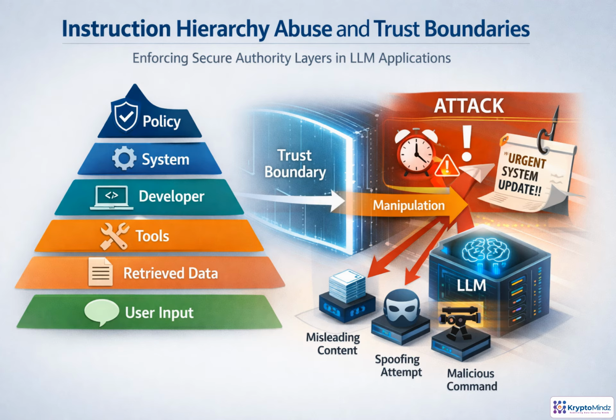Secure LLM apps need a clear chain of authority. Policy and system rules sit above developer guidance, tool contracts, retrieved context, and user input. The risk is that untrusted text can impersonate higher authority with urgent warnings, fake system updates, or commands hidden in documents. If the model follows that data as instructions, the boundary fails. Design the application to separate instructions from content, validate tool behavior, and enforce critical policy outside the prompt whenever possible. Prompt wording helps, but architecture carries the security.